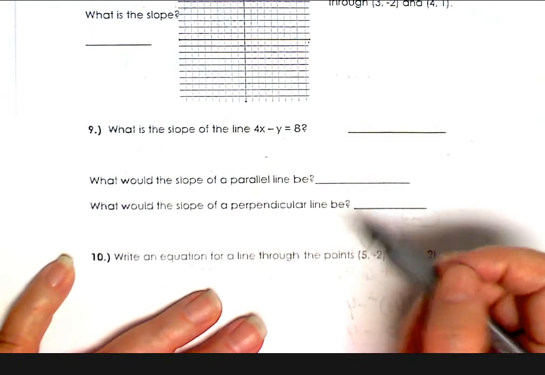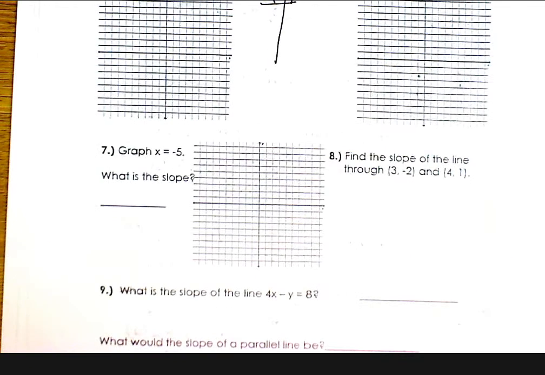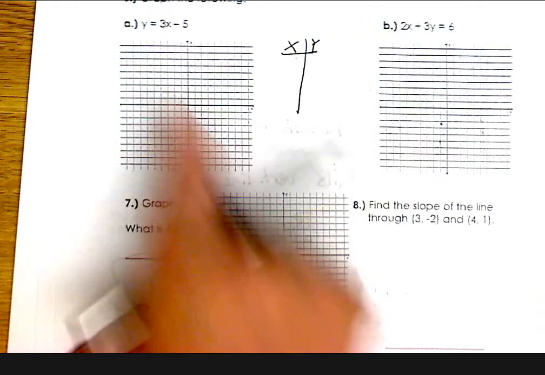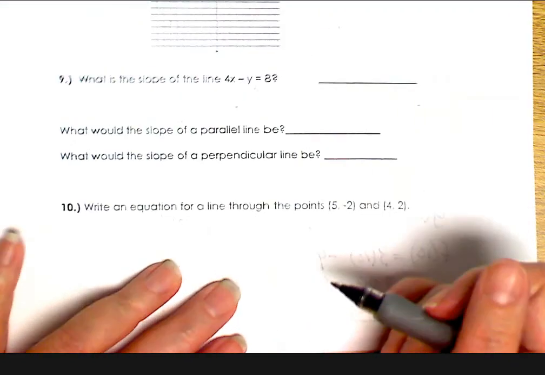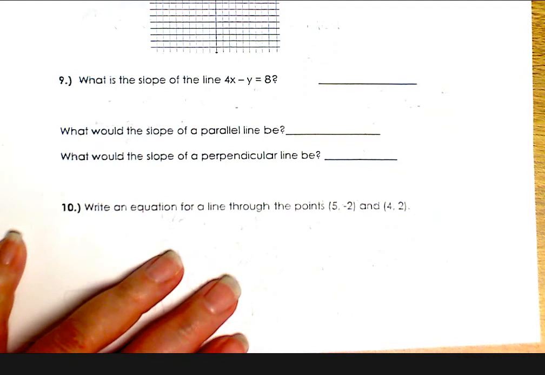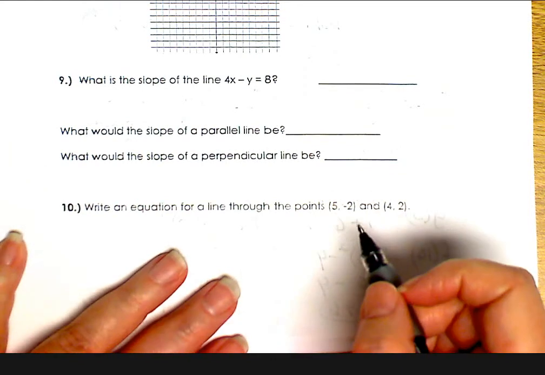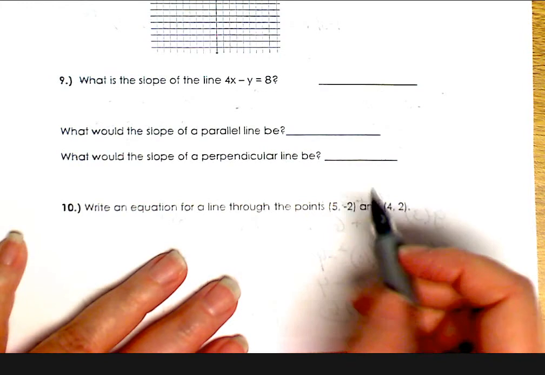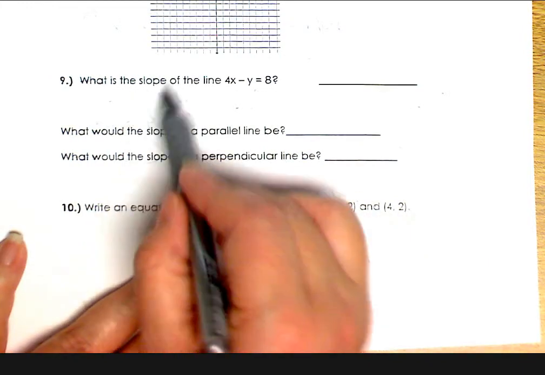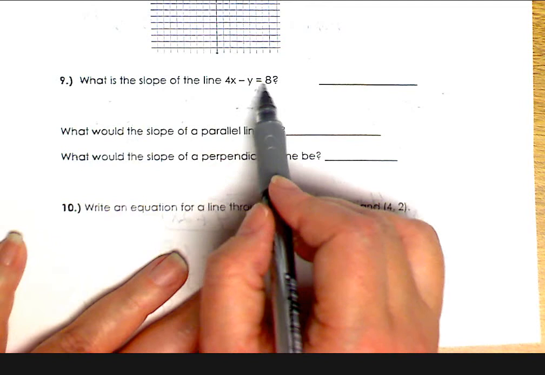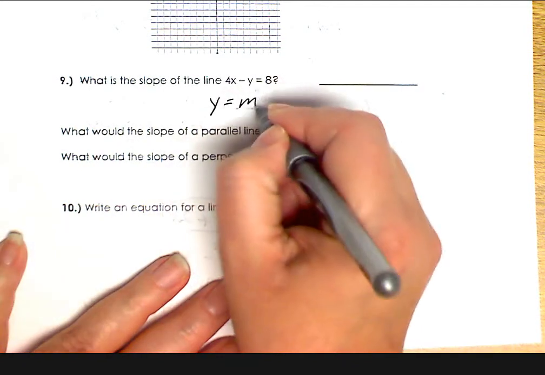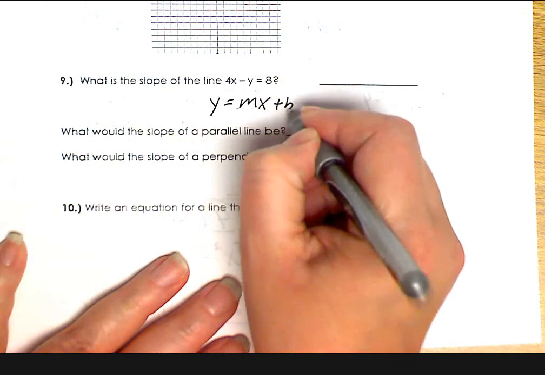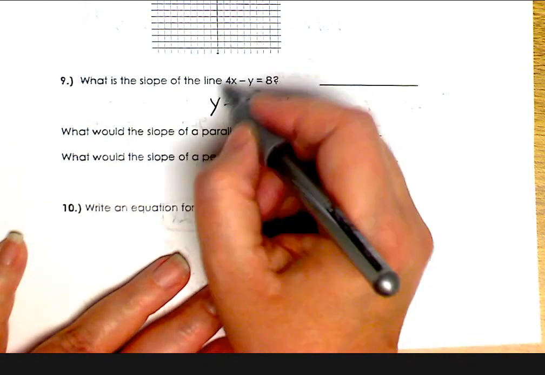First one, number 12. Number 9. How do you find the slope of a line if you're given 4x minus y is equal to 8? Y equals mx plus b. That is right. Y equals mx plus b. And remember, the number in front of x is your slope.